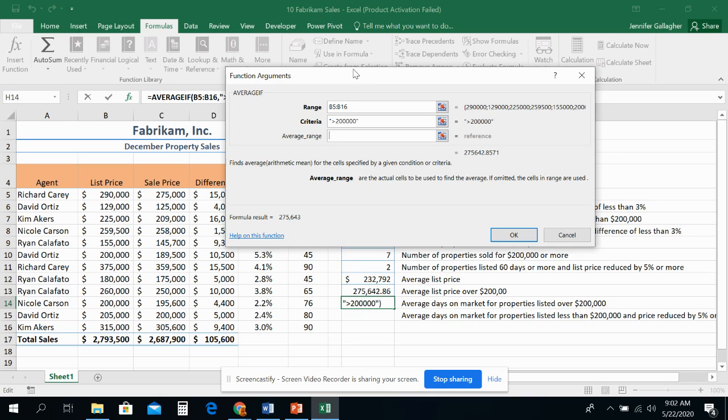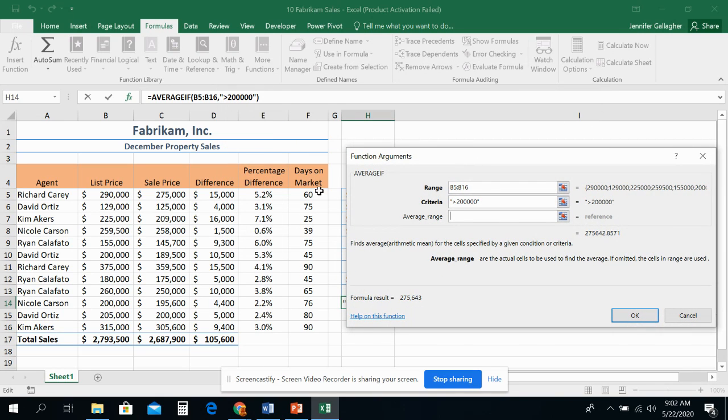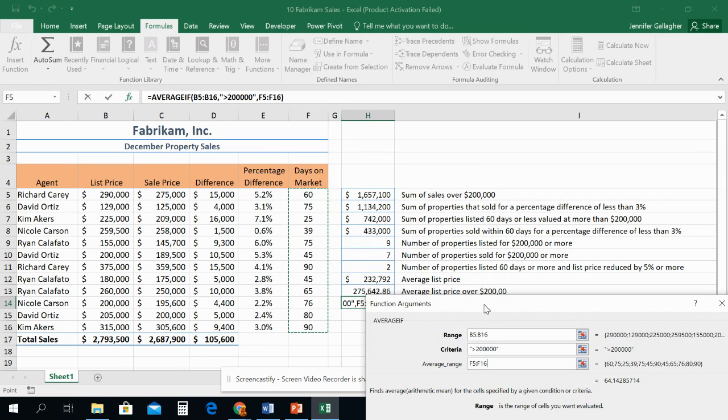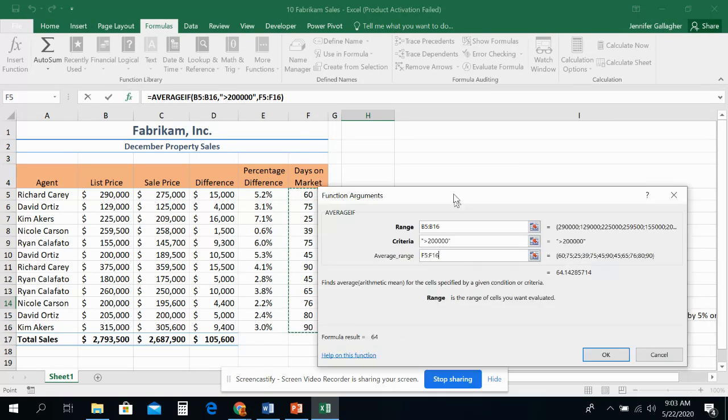I have to keep going. I'm trying to average the number of days on the market. That's the end result number I want. So this is another way for you to look at things: what am I trying to average? Am I trying to average the price, or am I trying to average the days? In this case, it's the days, and that's what ends up in average range. The last one, I was trying to average the price, so the price is what ended up in my range, and I could have copied and pasted. I can show you that in just a second.